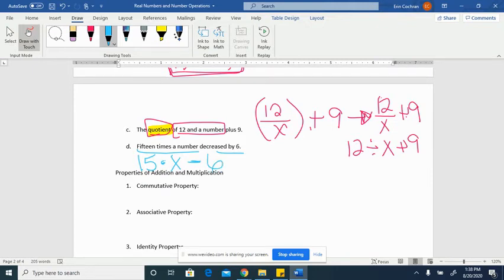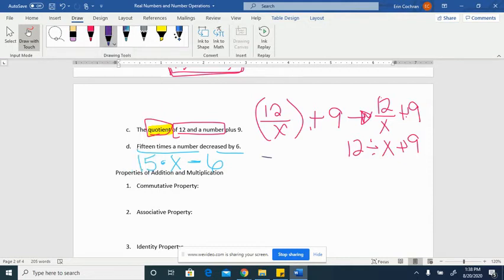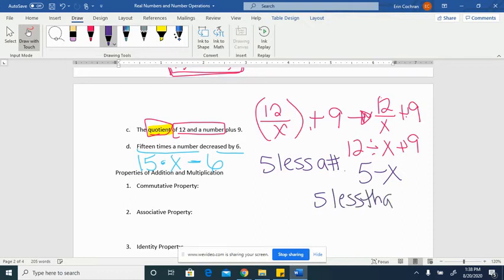Now, make sure if you see "less than" and "less", you pay attention to what it's asking for. If we're looking at 5 less a number x, that just means we're taking 5 minus x. Now, if I would say 5 less than a number, we're taking 5 away from that x. So it's x minus 5. So make sure with "less than", you're going to switch that order, unless you keep it as the order it says.